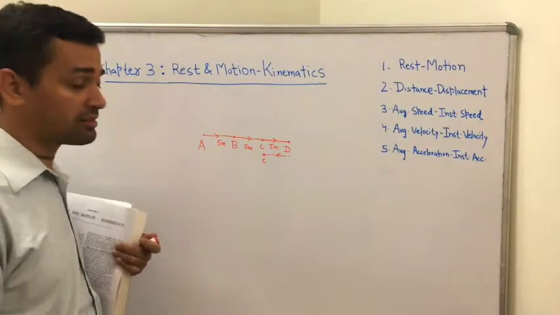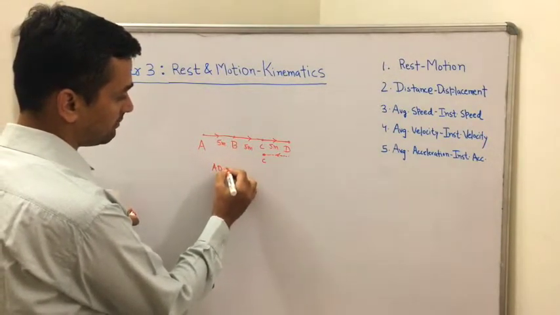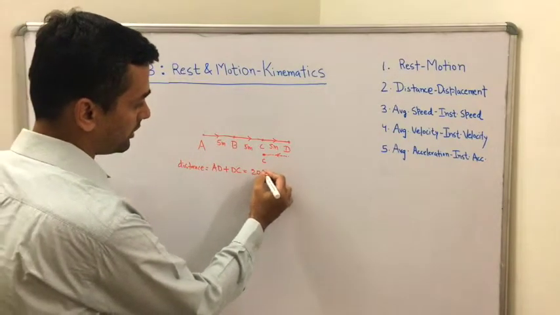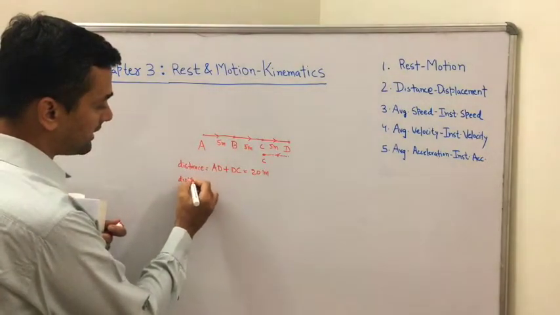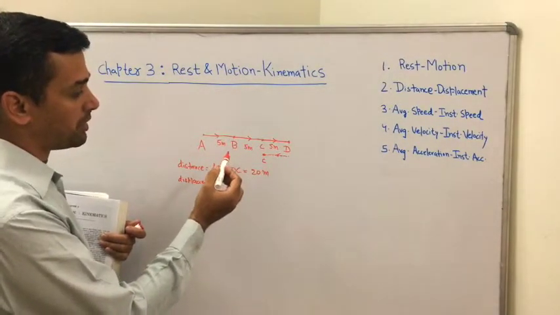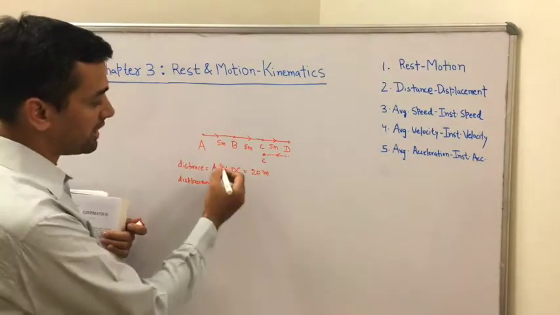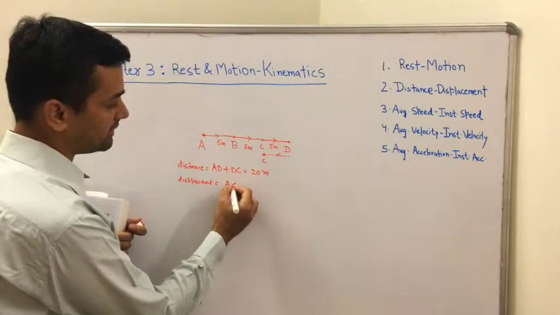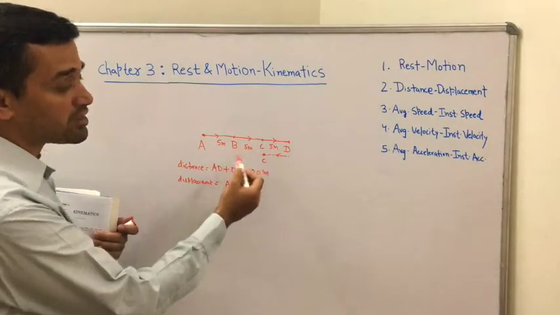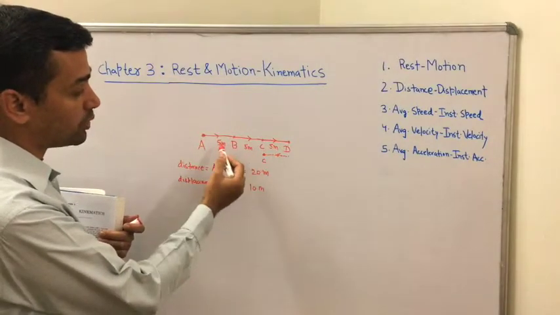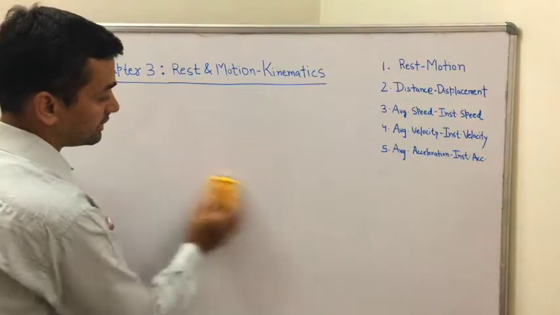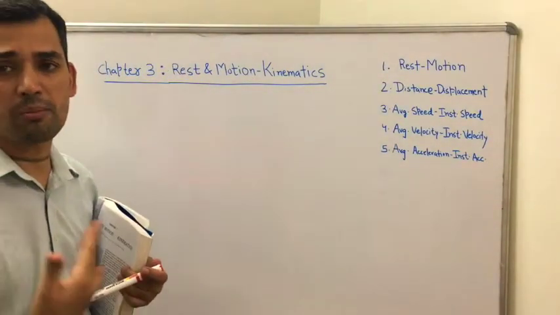Can you tell me what is the distance that I travel? Yes, the distance is AD plus DC. So this is the distance that I travel, which is equal to 20 meters. But what is the displacement that I have at the end of my full journey? The displacement is just the difference between the initial position and the final position. So my displacement from A is AC, and that is 10 meters. Although my distance is a full 20 meters, whatever distance I traveled, my displacement from point A is only AC or 10 meters. So distance is the total distance covered, while displacement is the change in the position of a person or a body or a particle.